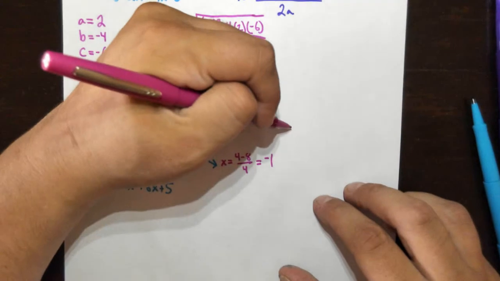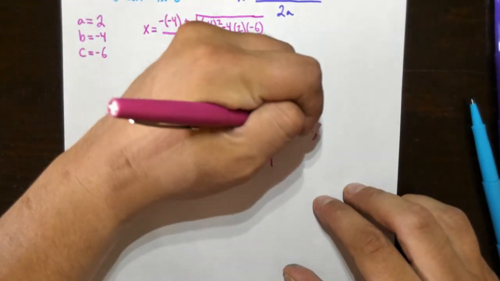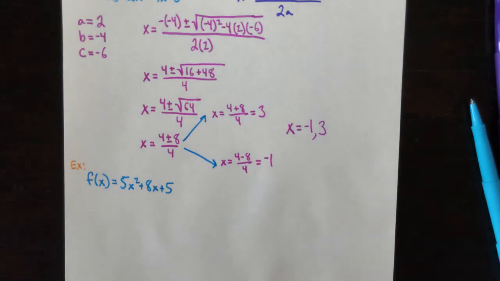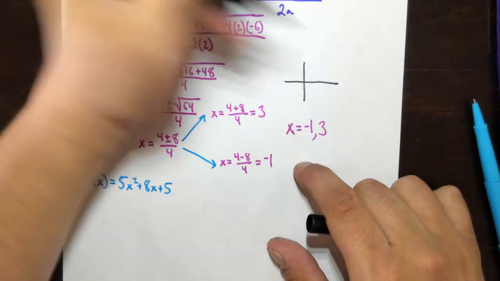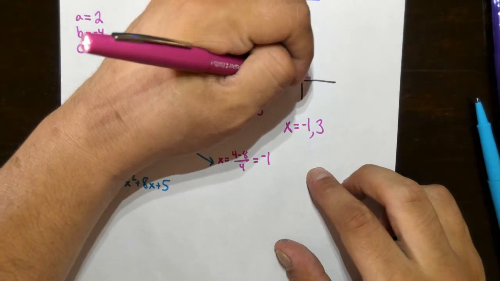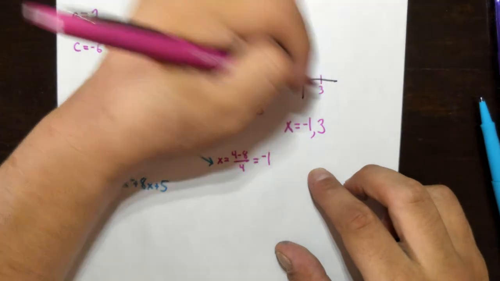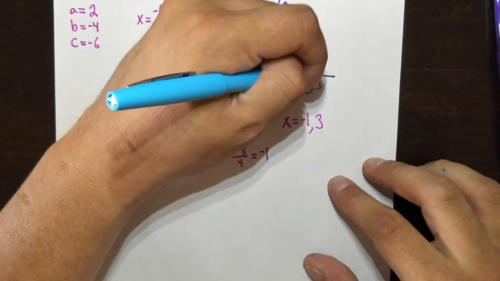So our two x values here would be negative 1 and 3, meaning that this one does have x-intercepts. It crosses the x-axis, so it would look something like this. Negative 1, and this would be 3. It would be something like that.